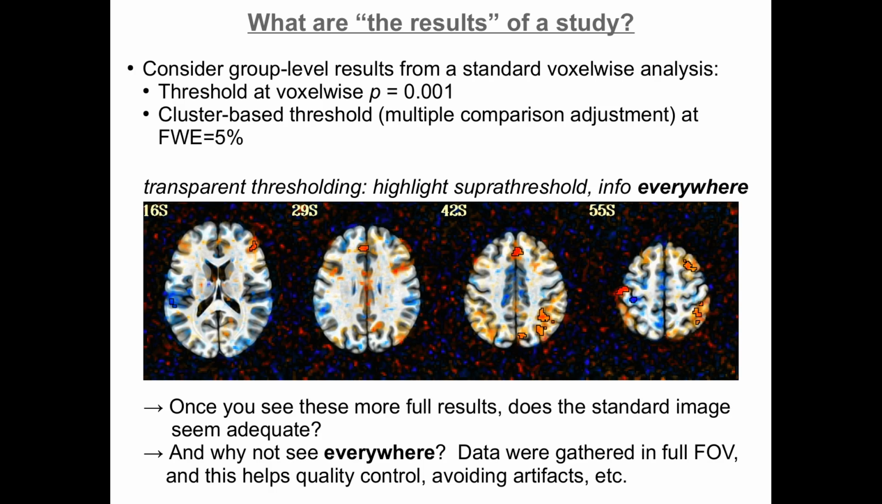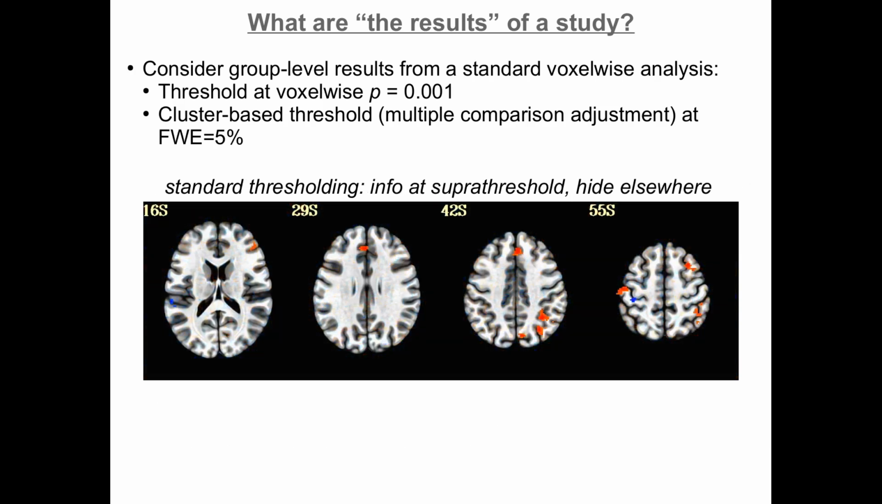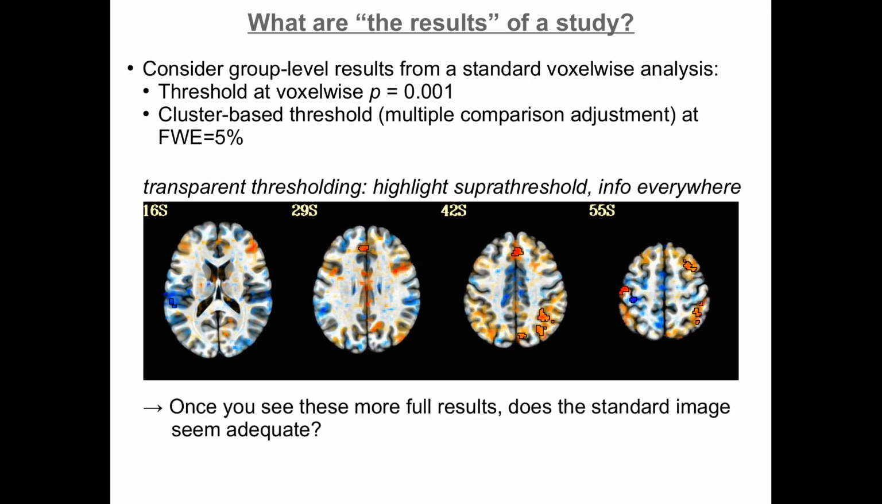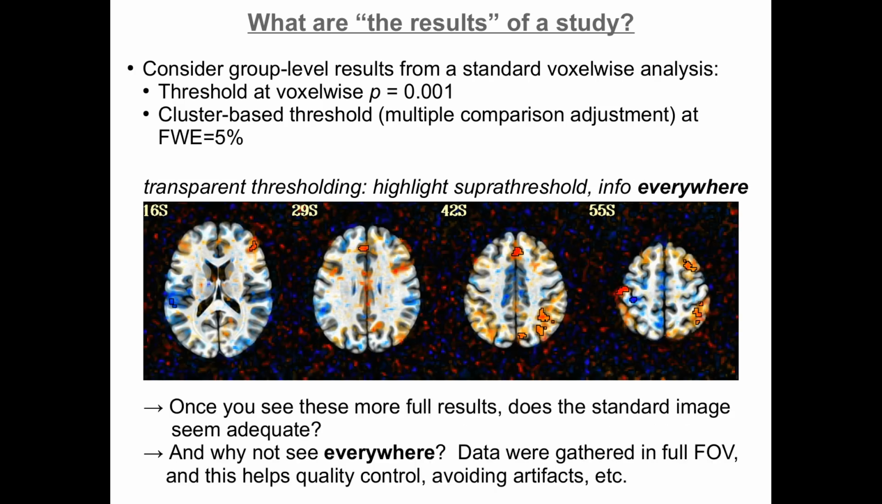So there's a bit of a culture change, I think, needed to be comfortable with this, given what we're used to seeing, and being okay with seeing results that are below significance but still have information. And frankly, I think this would be the best way to go.